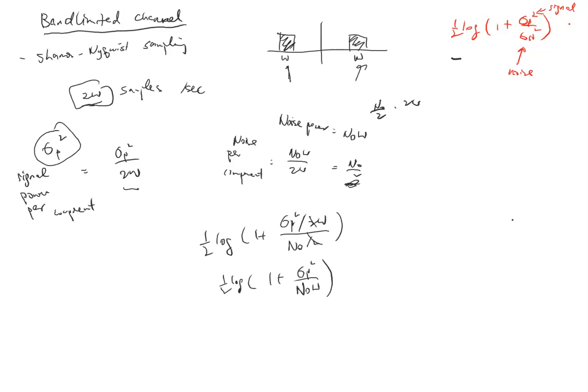Also, because I have 2W of these components, each of them a separate channel, the total capacity per second will be just 2W of them. So therefore, you have W log 1 plus sigma p square over N log W. I think this equation is extremely famous.